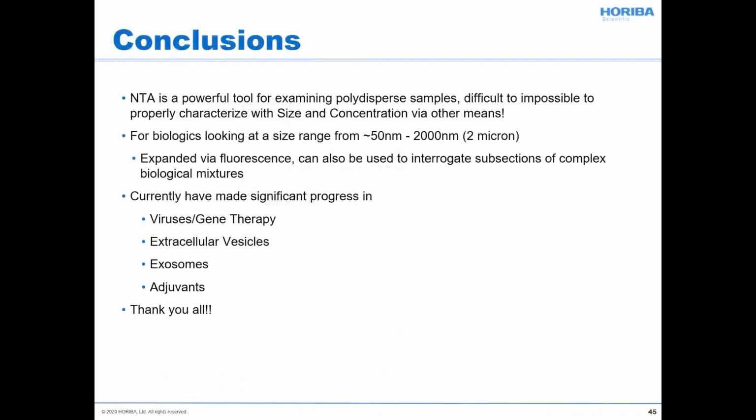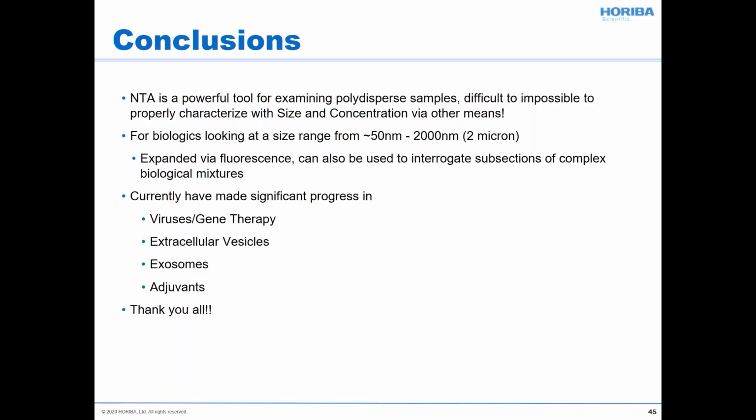So kind of conclusion, NTA is a powerful tool for looking at polydispersed samples that are difficult to impossible to properly characterize for size and concentration with other tools. Electron microscopy just takes too long to do a statistically significant number of particles, for example. For biologics, looking at size ranges from about 50 nanometers to 2 microns, that's kind of the size range that works well with this technique.